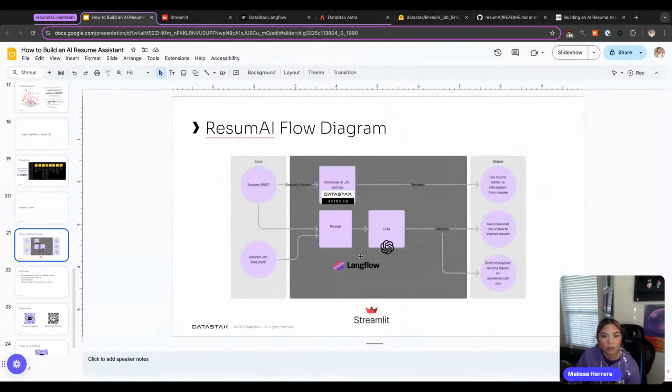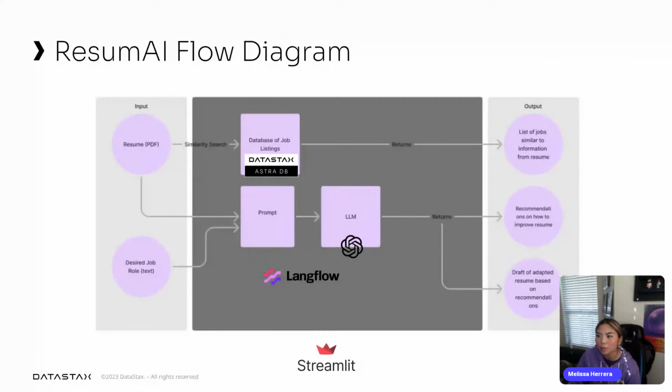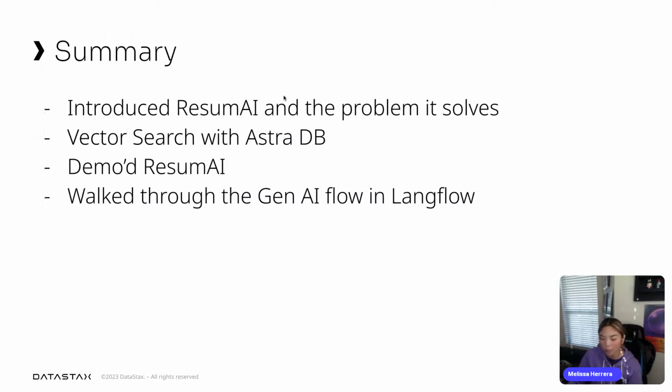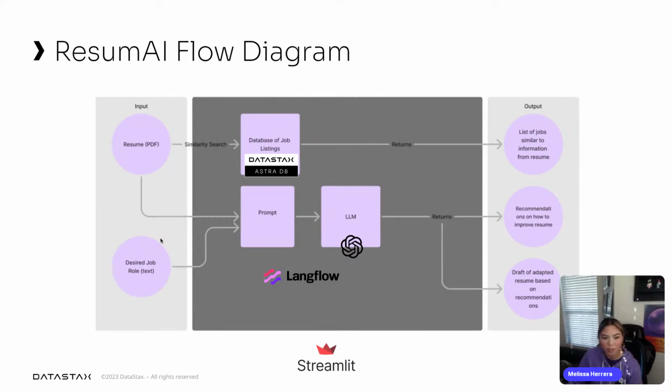So I just wanted to leave off with this overall diagram when I was thinking about ResumAI and what is essentially happening. If we zoom out of Langflow and each of those individual components, what's really going on? We're taking the input, the resume, which is a PDF, and the desired job role, which is text, and there are two flows that eventually converge into one. It's getting the job listings for the vector search, the aspect that I was explaining earlier, and then bringing all of the results into a prompt, which is then put into the LLM. In this case, it's OpenAI.